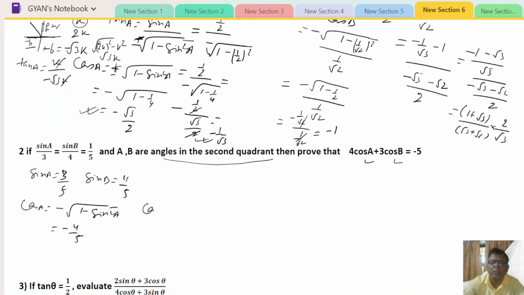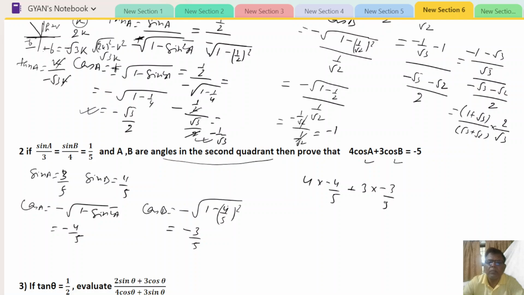And similarly, cos B is equal to minus root over 1 minus 4 by 5 the whole square, that is equal to minus 3 by 5. So now put here 4 into minus 4 by 5 plus 3 into minus 3 by 5. So that is equal to minus, take common, 16 plus 9 divided by 5. So minus 25 by 5, that is equal to minus 5 henceforth.